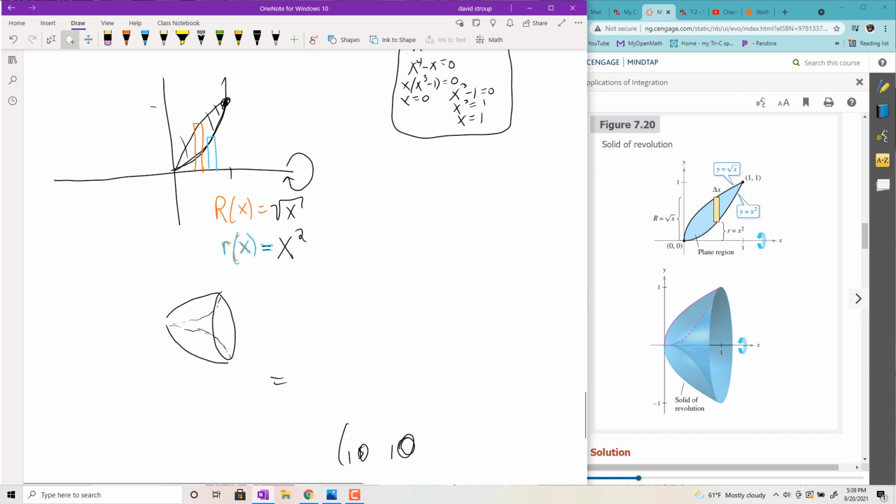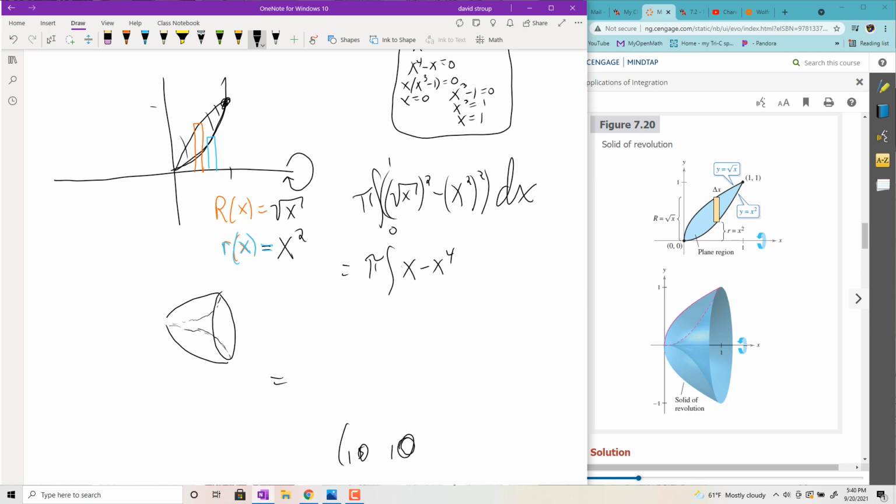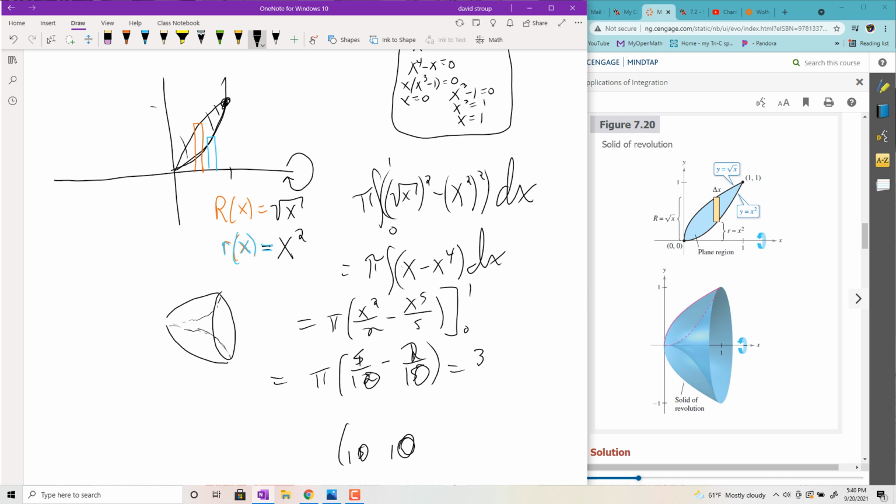Okay, so it should be pi times the integral of square root of x squared. You shouldn't get a negative for your answers, because you're finding volume, and volume isn't going to be negative for us. So equals pi times the integral of x minus x to the fourth dx, and then power rule, pi times x squared over 2 minus x to the fifth over 5, from 0 to 1, and that will equal pi times 1/2 minus 1/5, and then we'll get our answer, right? So this would be 5/10 minus 2/10, so 3/10 pi. Sorry about that.